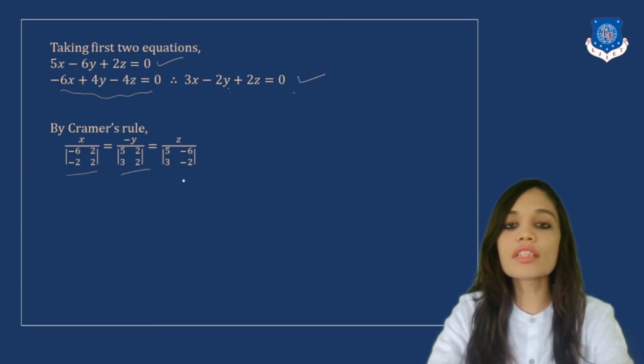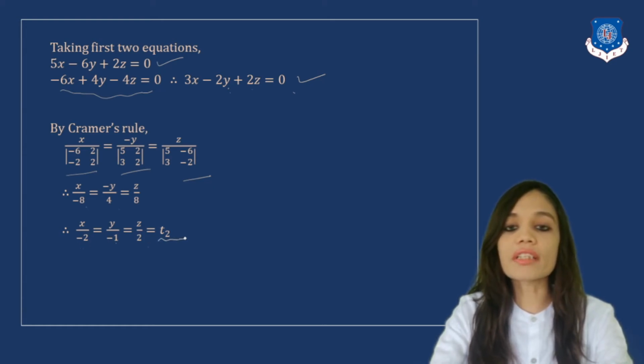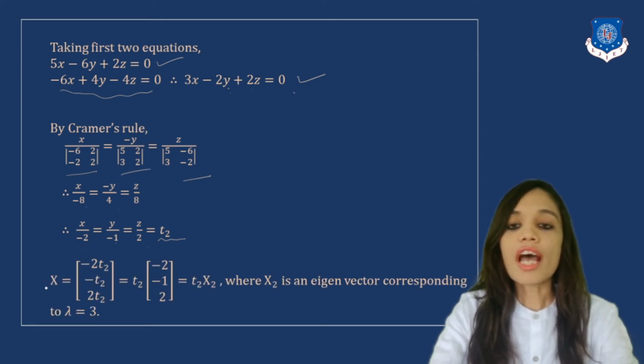Now solve all these three determinants. So what you will get? x upon minus 8 is equal to minus y upon 4 is equal to z upon 8. Now we will take out 4 common. So what you will get? Minus 2, minus 1 and 2, and assume it as t2. Right? So finally our eigenvector x will be equal to minus 2t2, minus t2 and 2t2.